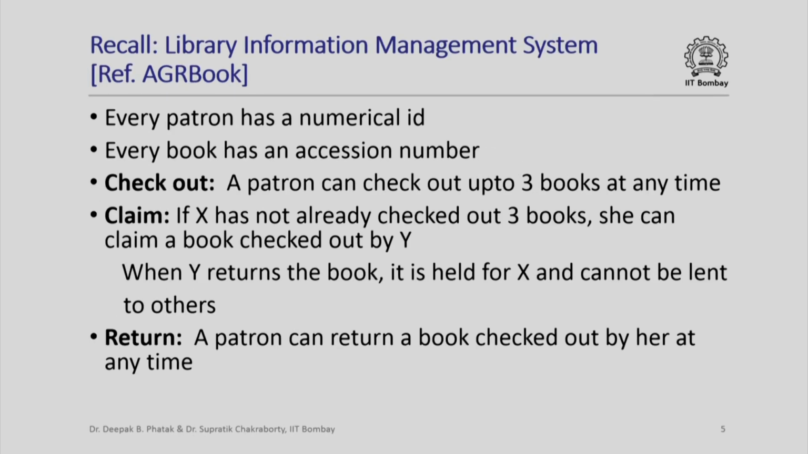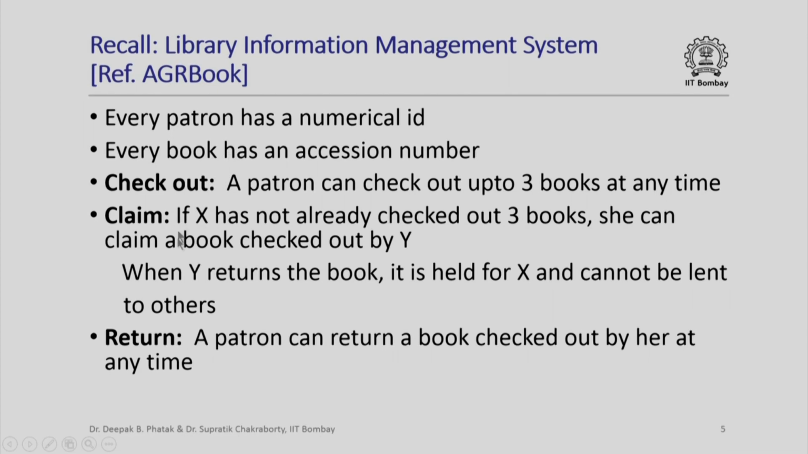If you recall from the past few lectures, we have been trying to design a simple library information management system which is inspired by the discussion in AGR book. In our simple library information management system, we want every patron to have a unique numerical ID, we want every book to have a unique accession number, and patrons and books were the two primary entities that are going to be present in the working of our library information management system.